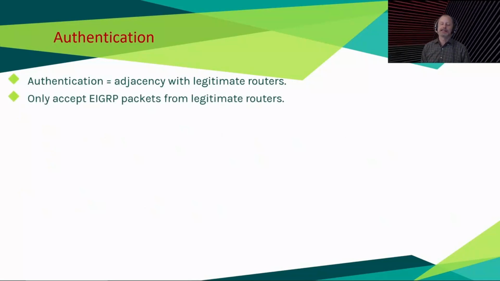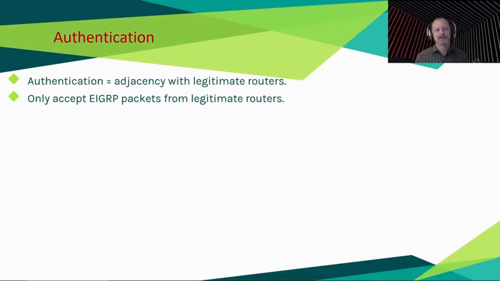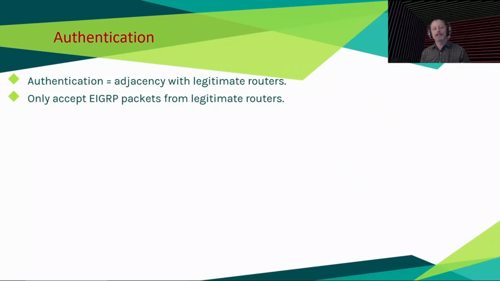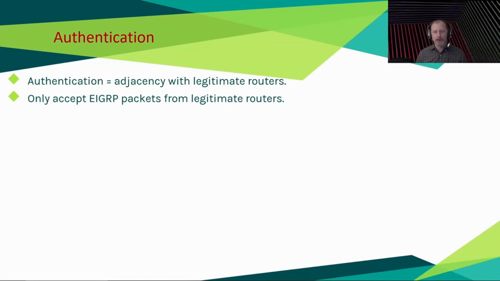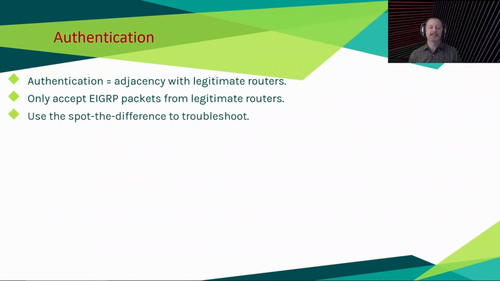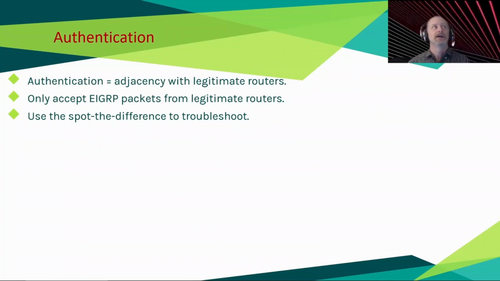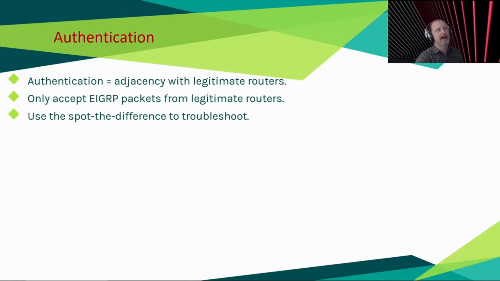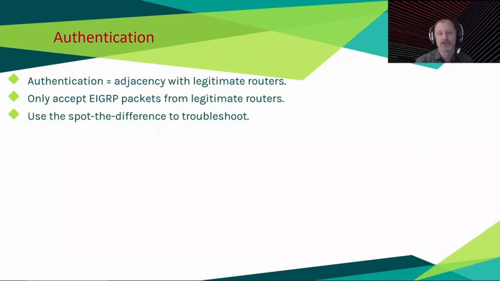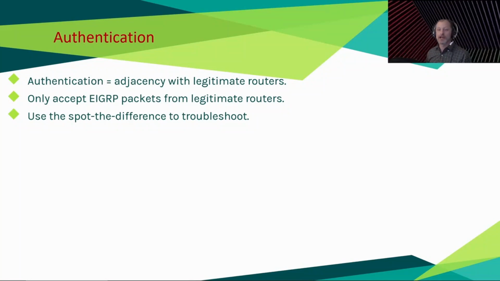Authentication, again, self-explanatory. You set up authentication so that you will only form an adjacency with legitimate routers, and you'll only accept EIGRP packets from those routers. All right. The best way to troubleshoot this is to use the spot the difference approach. There's no command that really says, oh, the authentication failed due to a bad secret or a bad password. No, it just doesn't work, and it's your job to figure out that authentication is the problem. So you just have to know to check that.